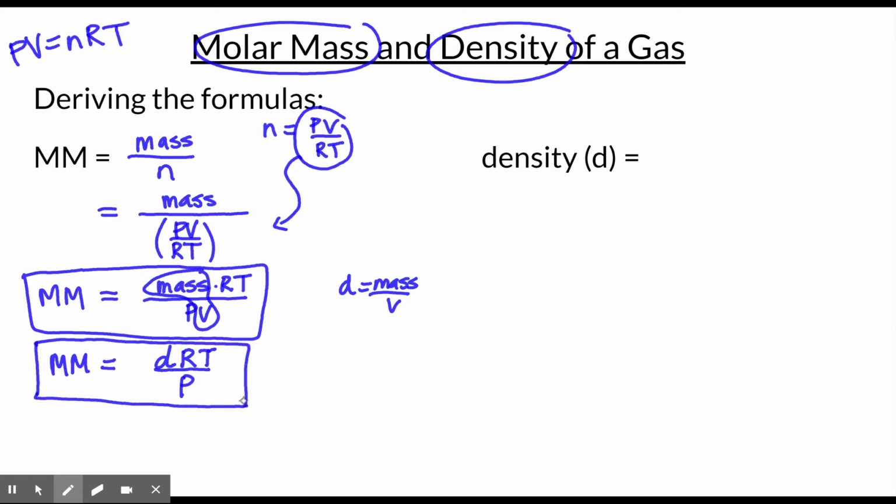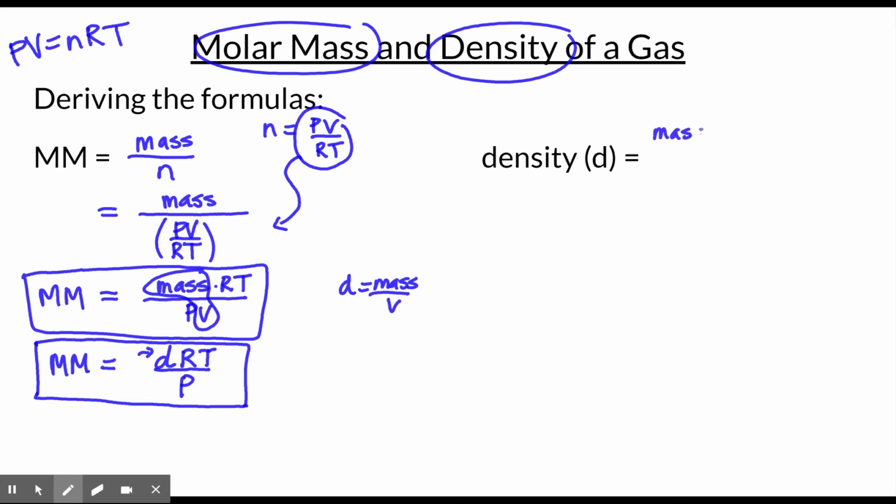I think they have different utilities. So if the problem gives you the mass and gives you the volume, you just use the first formula. You could also just solve for the density of the gas and then substitute that density in for D and then solve by using D times R times T over P. So in a similar way, let's solve for the density of a gas formula.